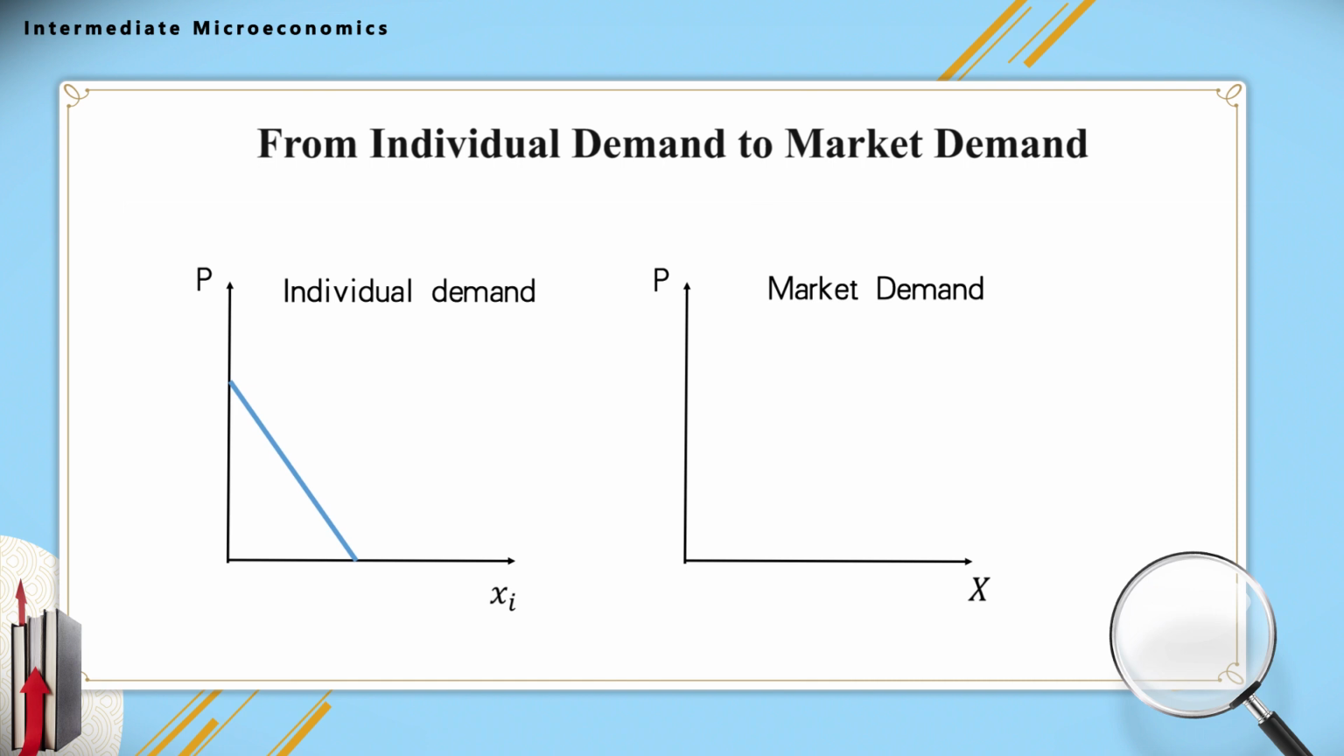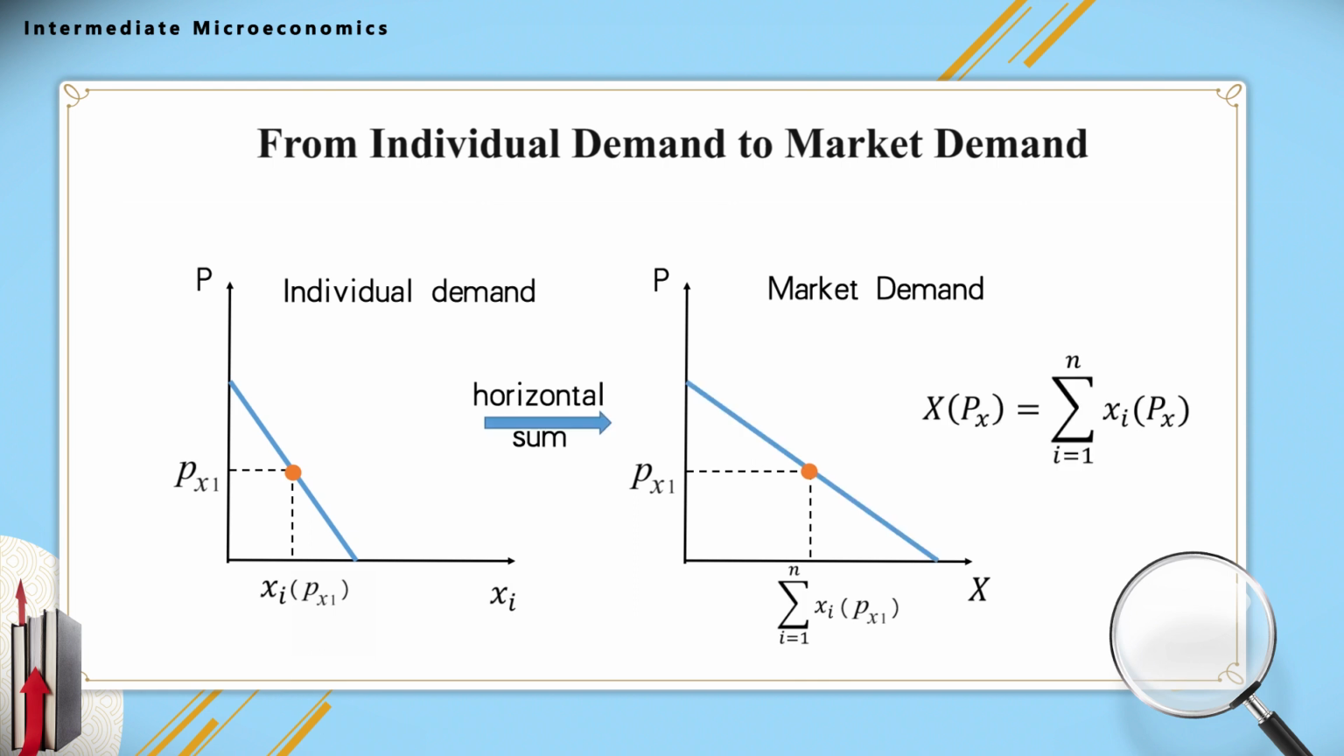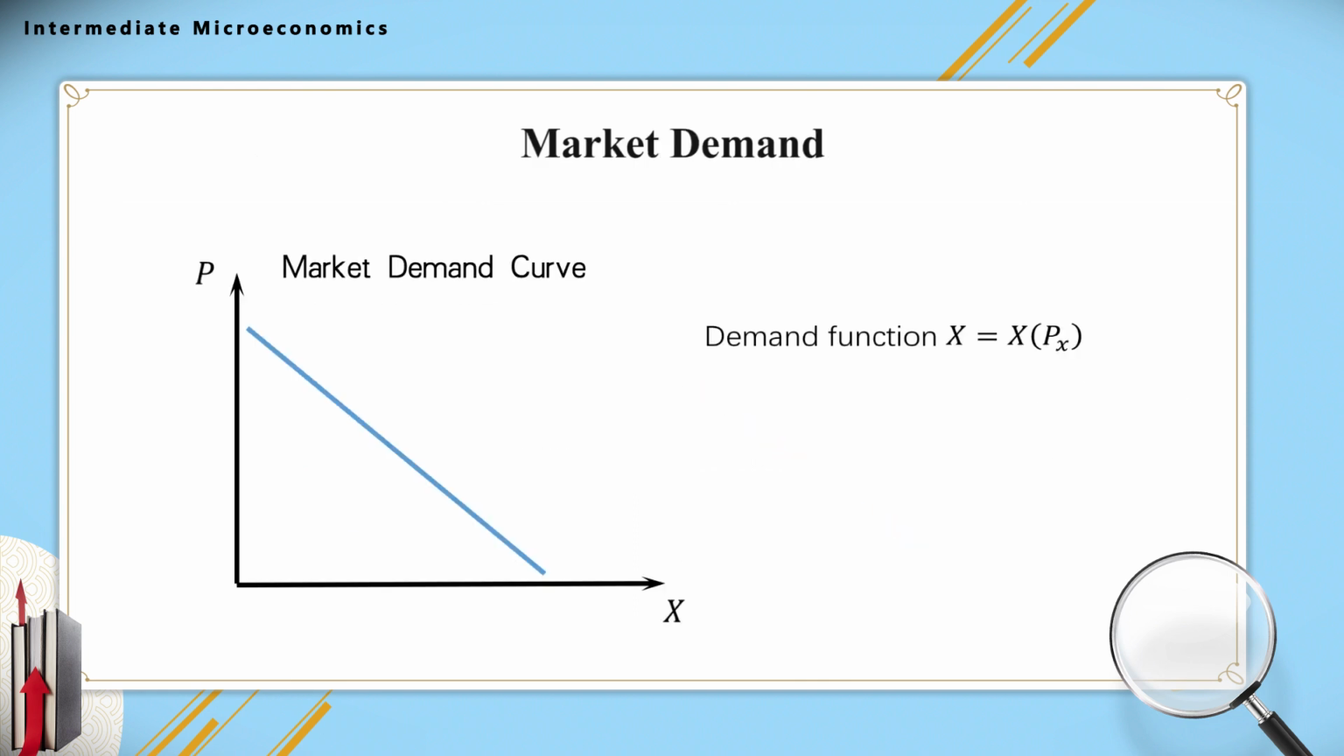Each consumer's demand for X is a function related to the price of X. Here, Xi is the individual demand function of consumer i. The market demand function for X is the sum of all the individual demand functions. The market demand curve shows the relationship between the quantity demanded of X and its own price, while keeping the income level and all the other prices constant. If other prices or income change, the market demand curve will move.